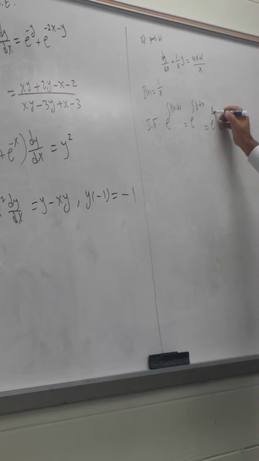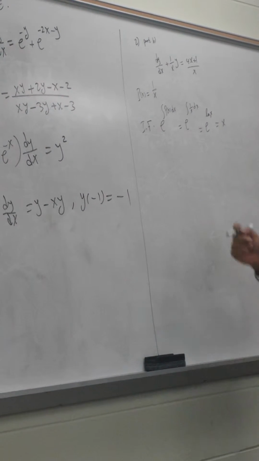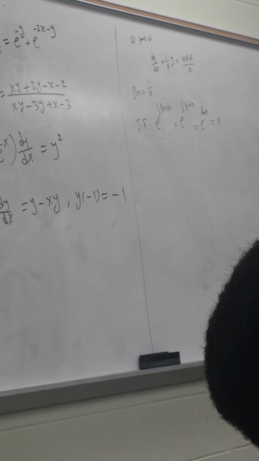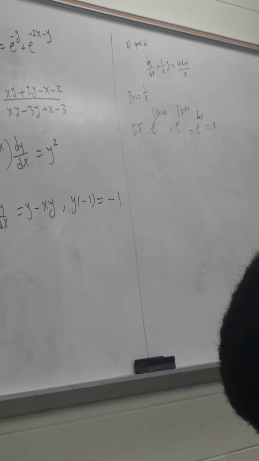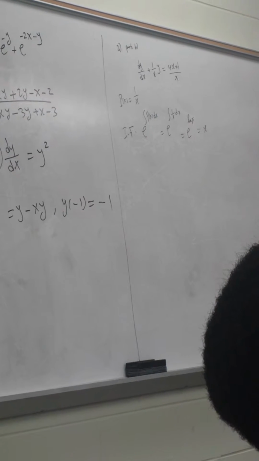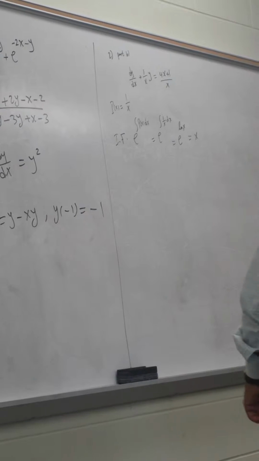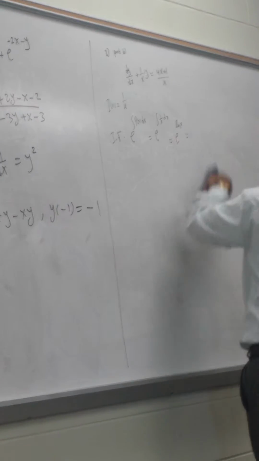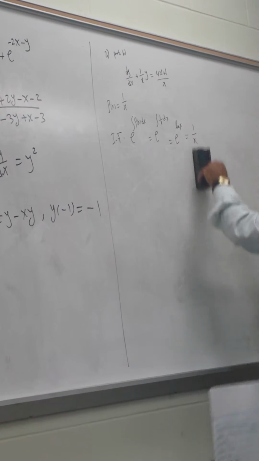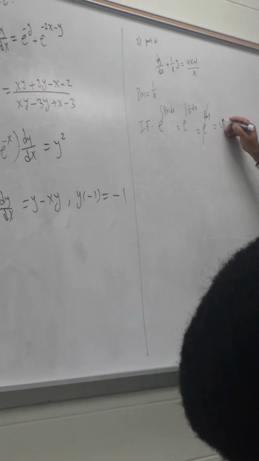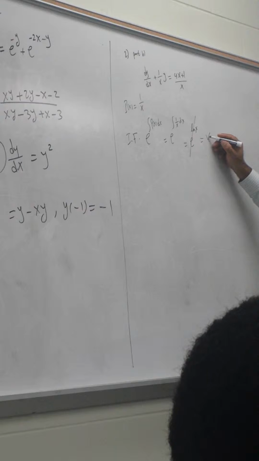So this becomes what? This is simply what? x. So in the quiz, some of you, the majority, did not know what e to the ln x is, and they put 1 over x. That's not 1 over x. It's x, because those cancel and you just end up with x. So that's your integrating factor, which is x.